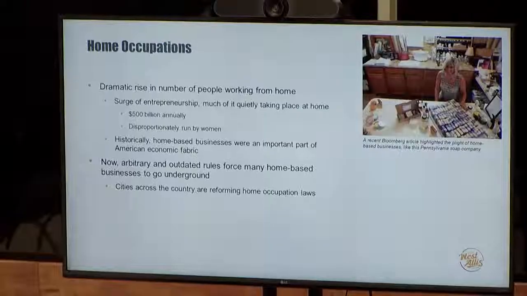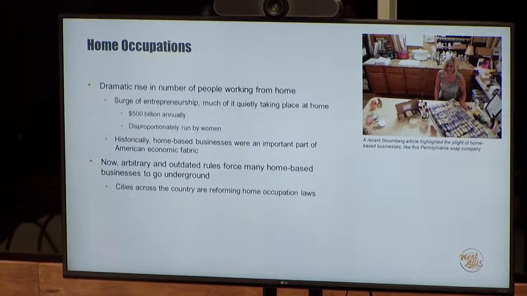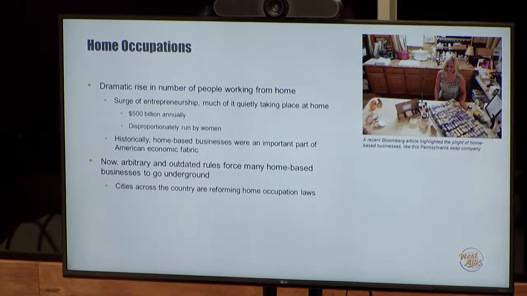Then home occupations, a current topic for everyone. The first slide here shows the trend is that it's growing. It's a big industry, nationally 500 billion annually, a lot run by women, and historically it's been a part of not only our city but nationally for some time. So it's not really a new phenomenon. I think it's been nudged and woken up again with not only COVID, but new ways of doing things, entrepreneurial spirit.